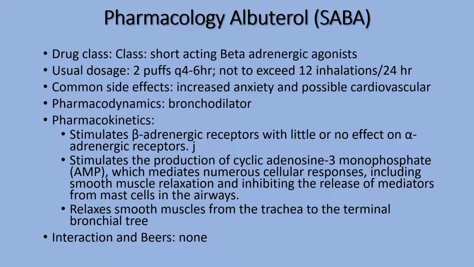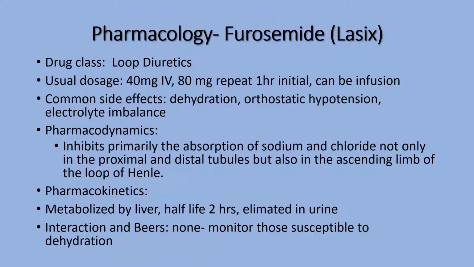It is a bronchodilator, and in the kinetics, it works to pretty much decrease the release of mediators from mast cells in the airways. So overall, it relaxes the smooth muscles from the trachea to the terminal bronchial tree, and interaction Beers criteria is none listed. So the next drug we have is for pulmonary status.